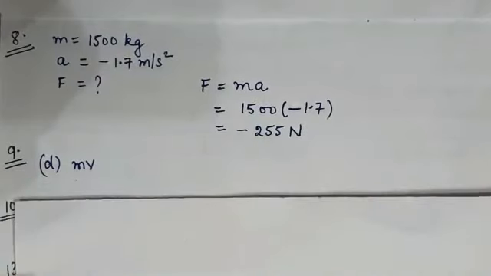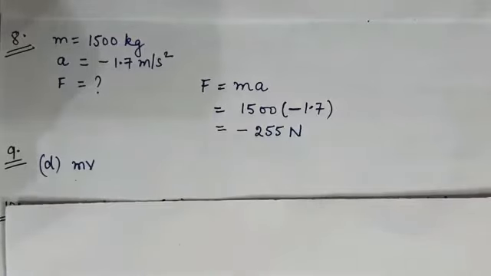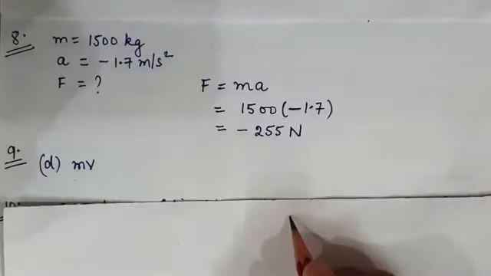Coming to question number 10. Using a horizontal force of 200 Newton, we intend to move a wooden cabinet across a floor at a constant velocity. Now what is the friction force that will be exerted on the cabinet? The horizontal force is given, 200 Newton, and you have been asked the frictional force that will be exerted on the cabinet.